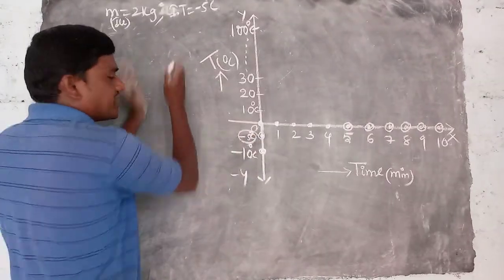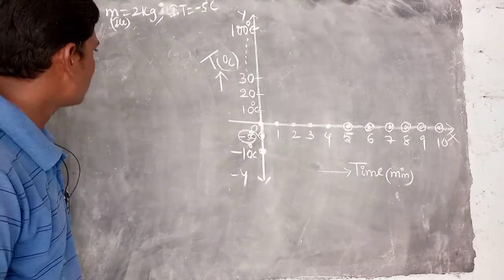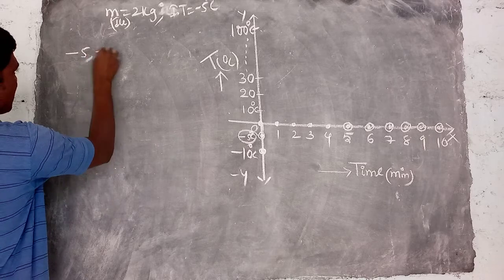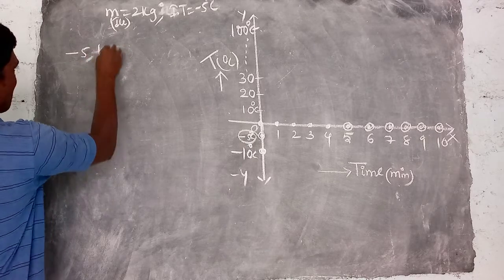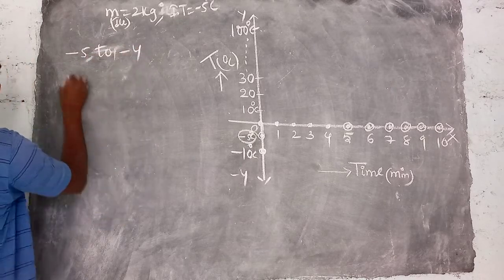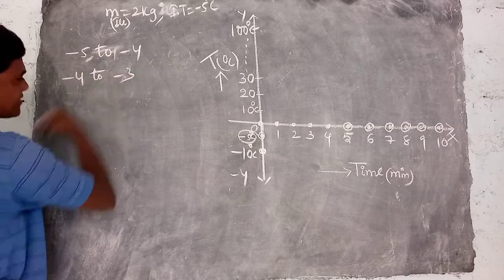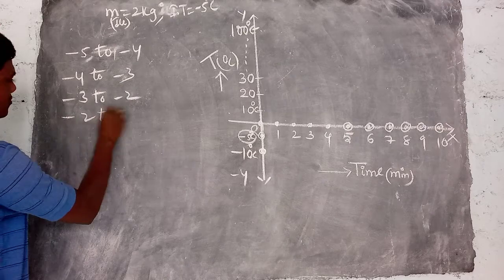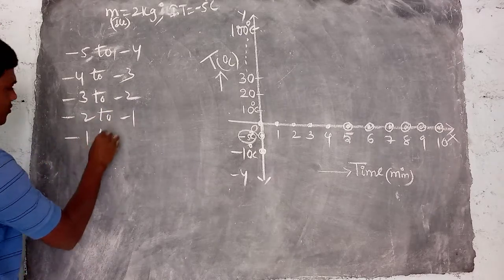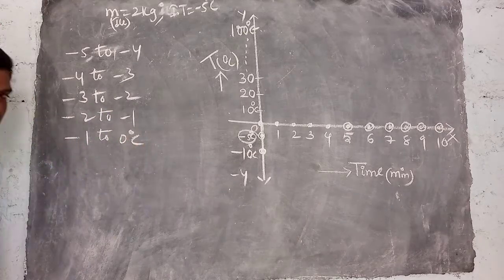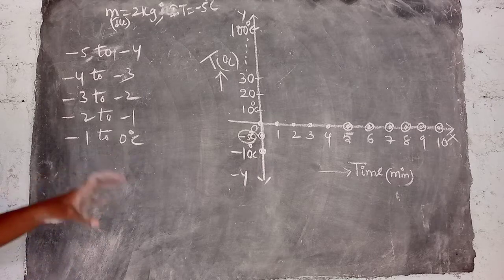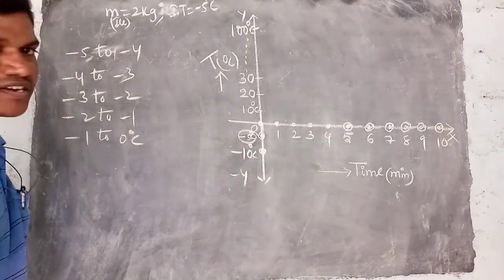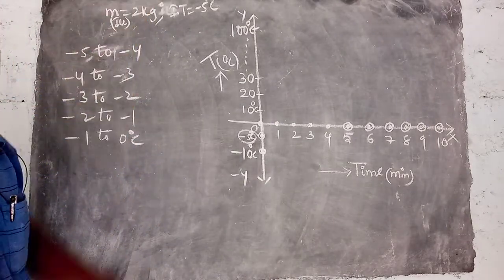Now it is slowly heated. When a body is slowly heated, what will happen? Minus 5 to minus 4, we know that. Next, minus 4 to minus 3, minus 3 to minus 2, minus 2 to minus 1, minus 1 to 0 degrees Celsius. You know that when we supply heat energy, the ice cubes absorb the heat energy, and then their temperature gradually increases.